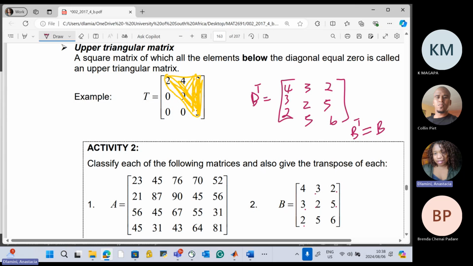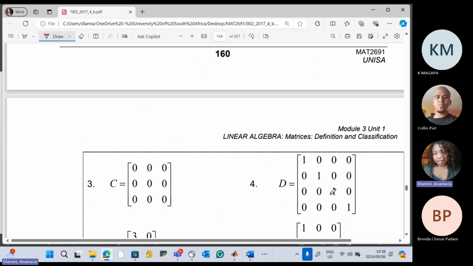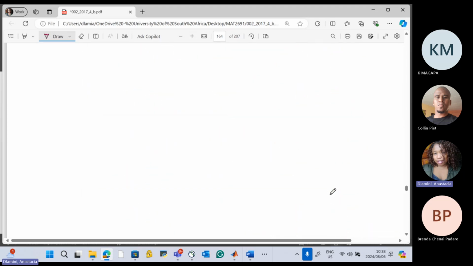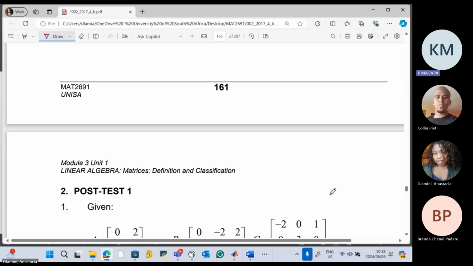Now, how did you classify the matrix? You say this matrix is a symmetric matrix, number 1. Number 2, it's a square matrix. And number 3, we're able to find the transpose of that matrix. Am I losing someone here? Yes or no? No, ma'am, we're with you.